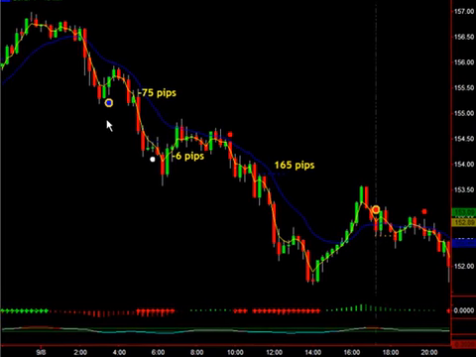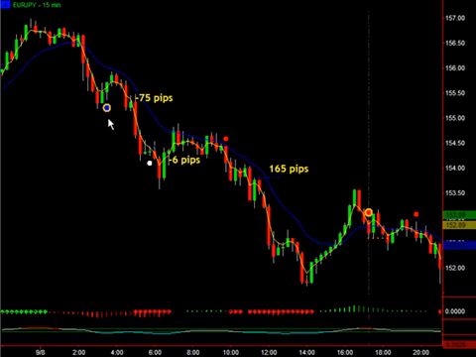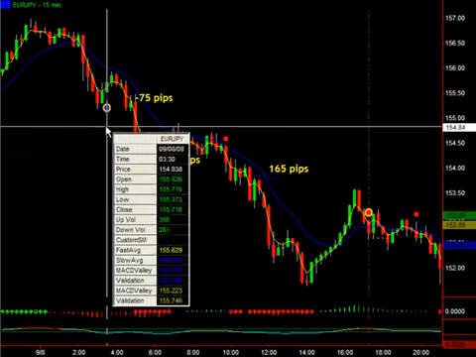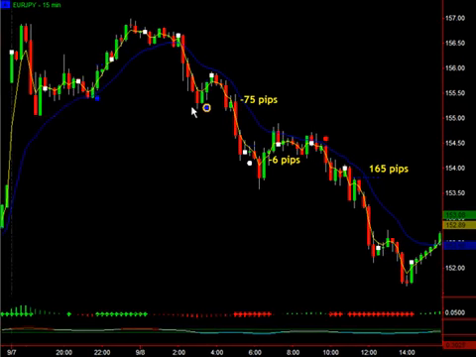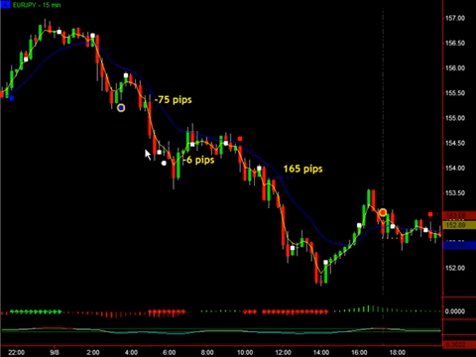So the week started off in the European session with a super blue buy signal as indicated by this dot right here, and the market moved against the position and we were stopped out for a minus 75 pips. Stops would have been placed below the last previous structure low here for a minus 75.